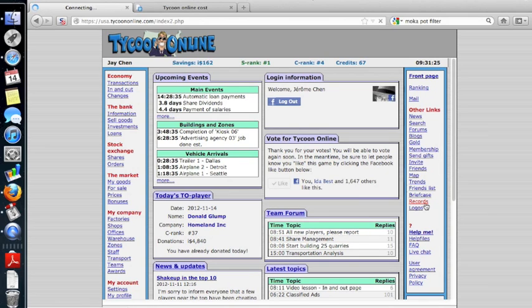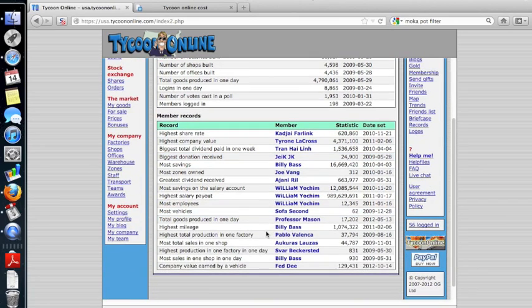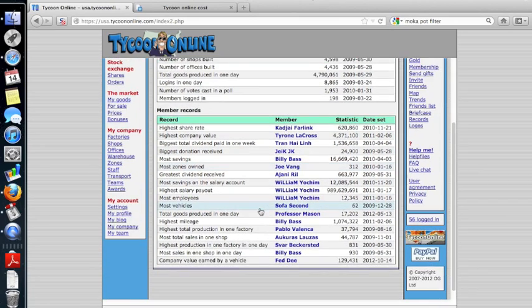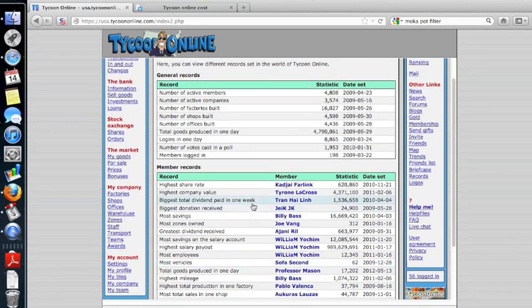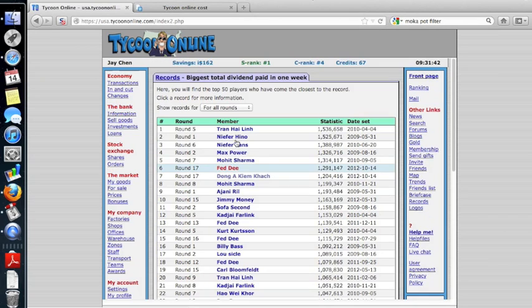Now, you might think the records page is just really useless during the round. It's just random numbers, statistics, but it's actually very helpful during the round. The reason why is because you can click on one of the records, and instead of clicking on, well, I have my default for all rounds, you can look at it this round only.